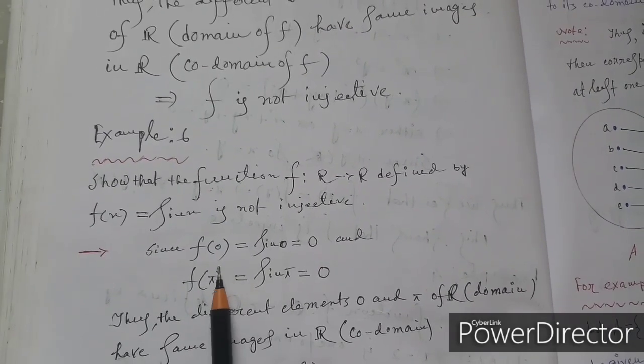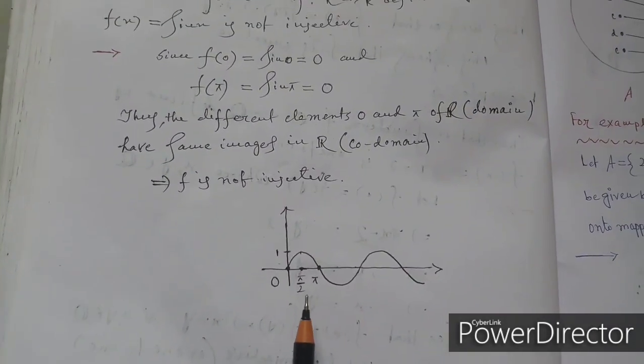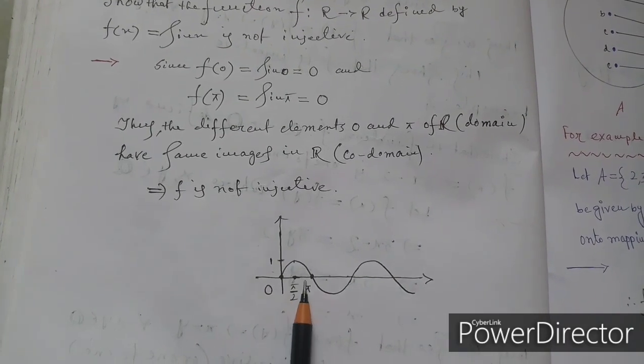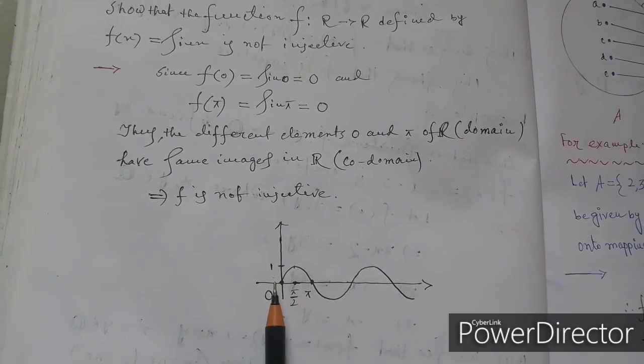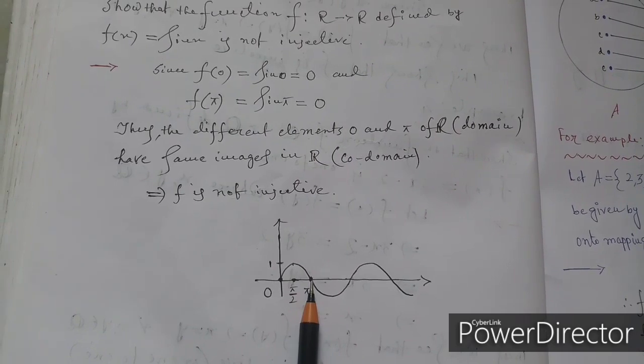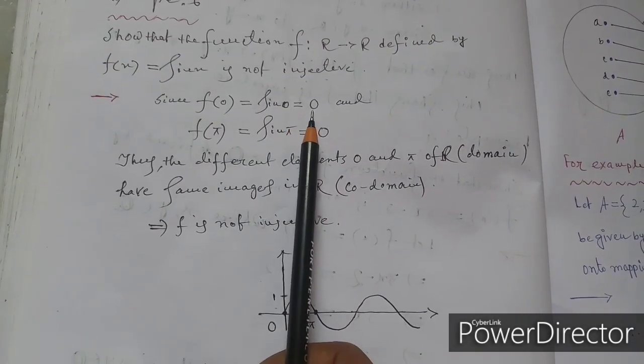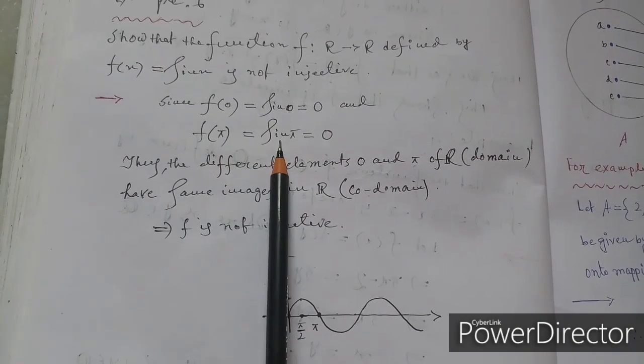How? Look at the curve of f(x) = sin x. This is the curve of sin x. What is f(0)? f(0) is 0 and f(pi) is 0. So 0 is not equal to pi, but 0 equals 0. That means, since f(0) equals sin 0, that is equal to 0, and f(pi) equals sin pi, that is equal to 0.